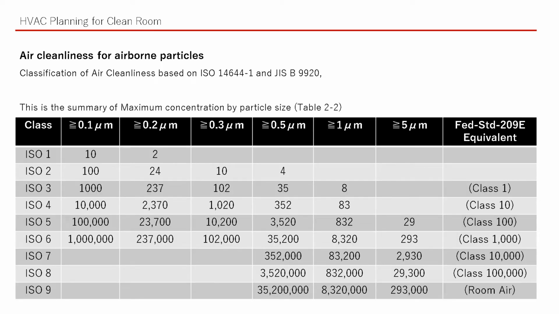If we make a summary of the result, it will be table 2-2. Normally, designers often refer to and use this table. I added the federal standard in the table. Sometimes we still refer to the class of cleanliness.